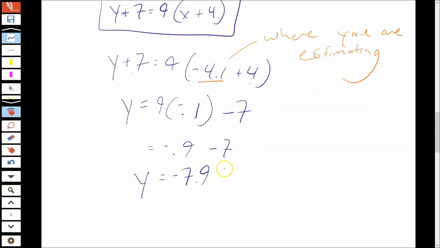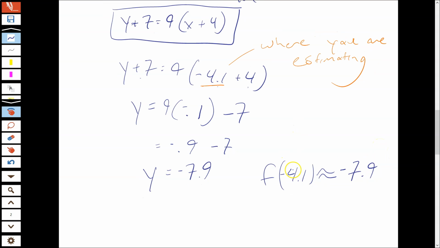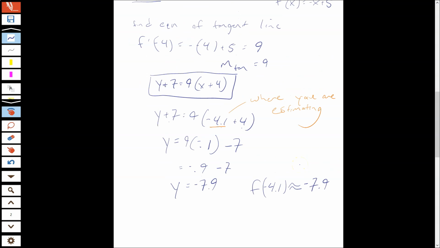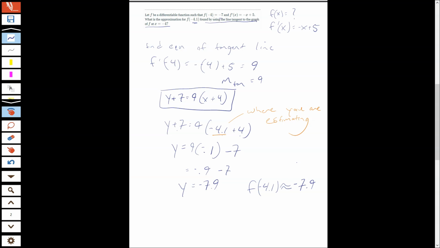So that means that based on this approximation, f of negative 4.1, we could say is about, I'm going to use my squiggly equal sign to indicate that I'm guessing, I'm estimating, negative 7.9. Okay. So pause here, make sure you understand all of my steps here. And if you're unclear how I got something, go back and rewatch that part of the video. I'm going to draw a sketch here of what this looks like at the end, and we'll close out.